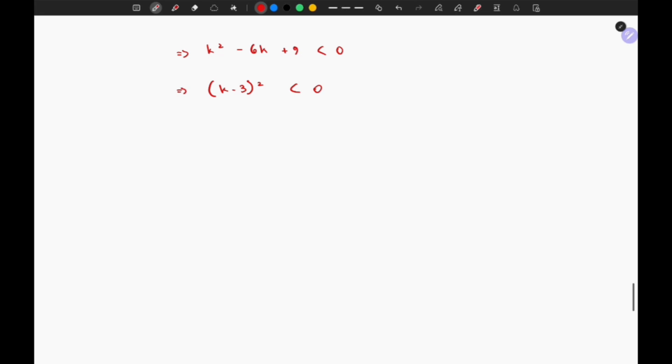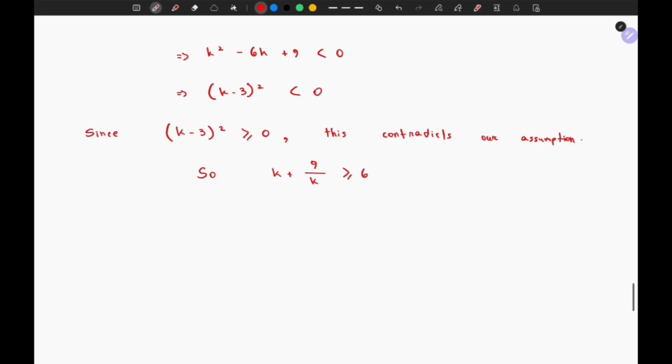Now this contradicts our assumption, but you need to give an explanation. So the conclusion will be, since k minus 3 whole squared is always greater than or equal to 0, because this can never be negative, since there's a square at the front, and this could be equal to 0 because k could be equal to 3, so 3 minus 3 whole squared is equal to 0.